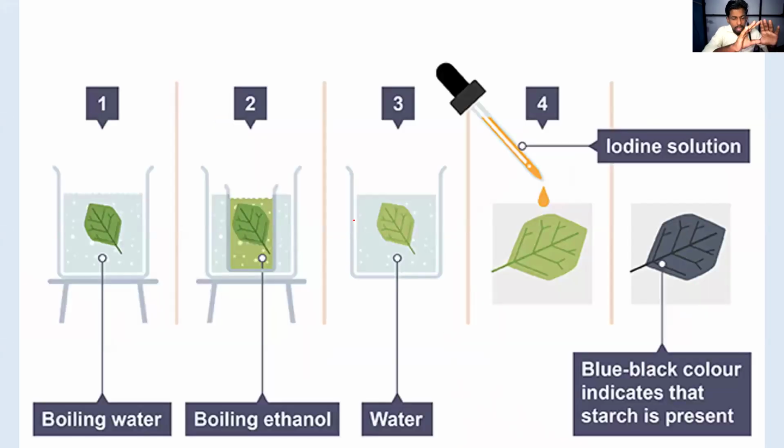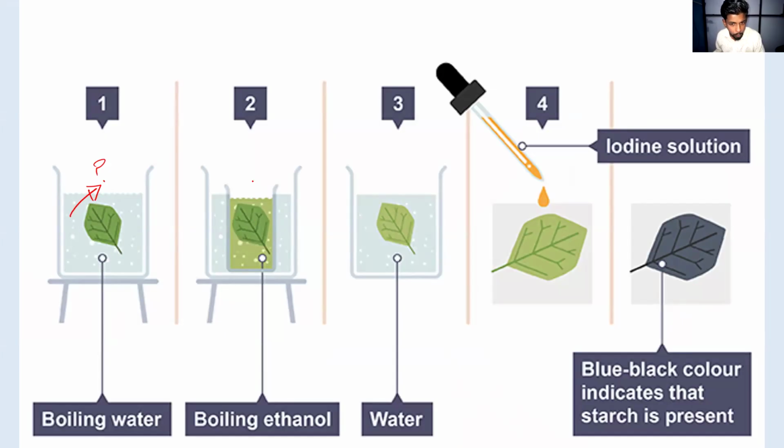This is the first practical. Now I have put all the steps together. Look at the practical, all the steps. First step, we boil the leaf using hot water. There is a reason for that one, and I will explain the reason. After that, we took that leaf and put it into the test tube containing the alcohol.